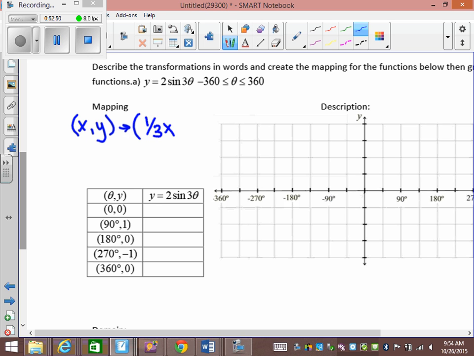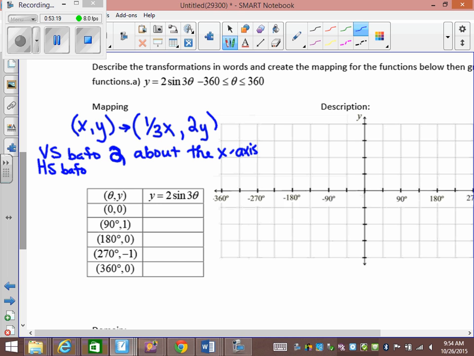A third, right? Because for a horizontal stretch you multiply your x's by the reciprocal. And then your y is going to be multiplied by 2. You can say I have a vertical stretch by a factor of 2 about the x-axis, and then a horizontal stretch by a factor of a third about the y-axis. So you could literally draw the original graph and translate it, then you have 2 graphs on one.